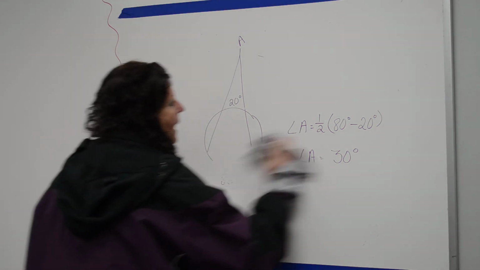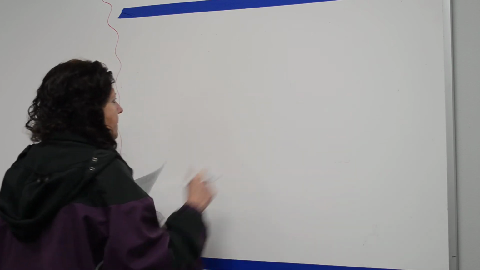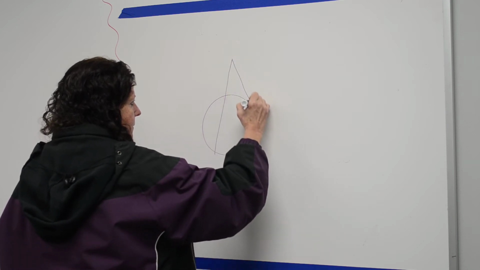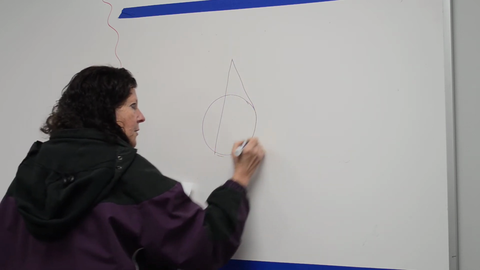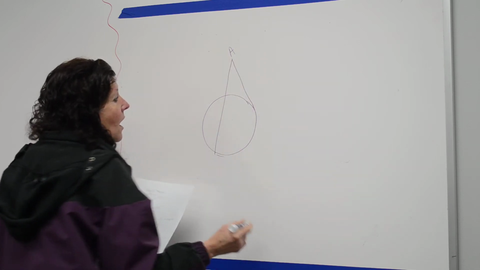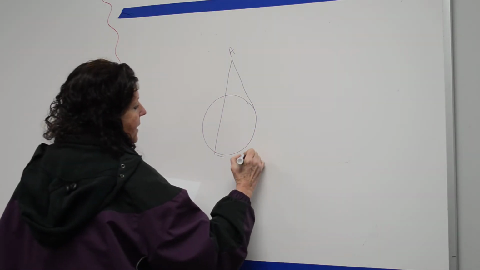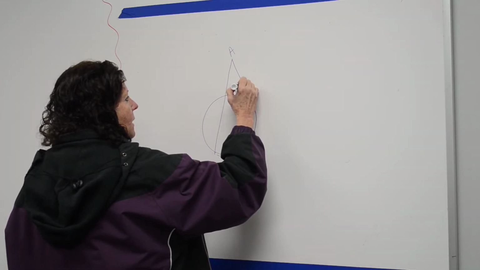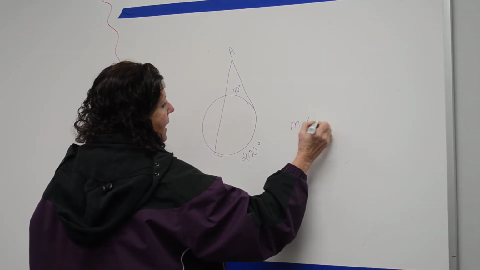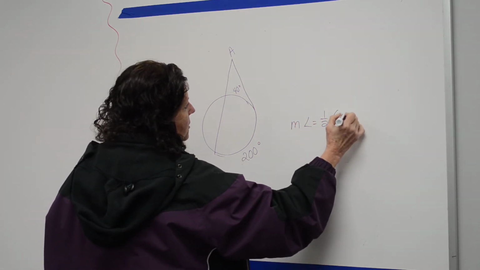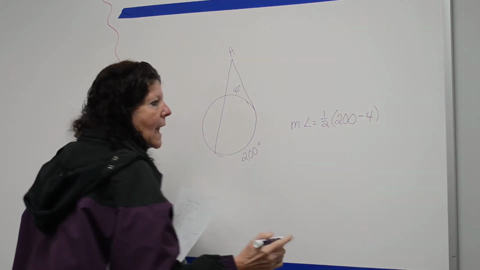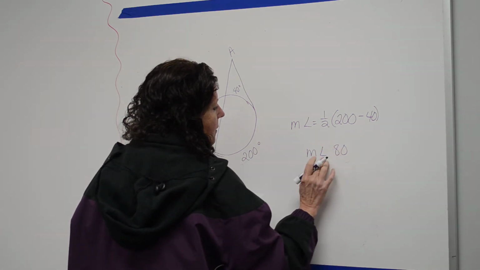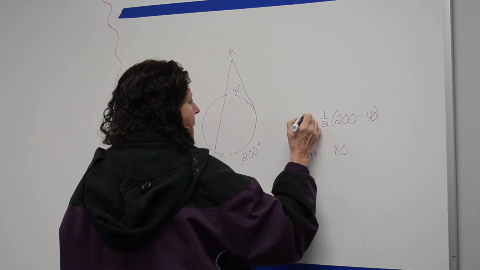We also might have a tangent and a secant. Again, notice that there's two intercepted arcs, so really this is a lot like the last theorem. If this is 200 degrees out here, and let's say this is 40 degrees, then the measurement of angle A would equal 1/2 of 200 minus 40, or that would be half of 160, which is going to be 80.